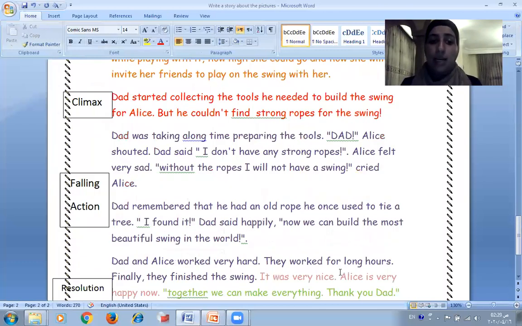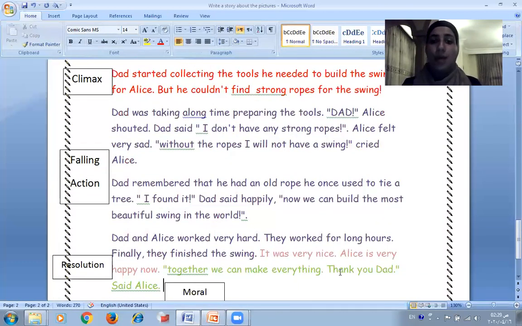Dad remembered that he had an old rope he once used to tie a tree. I found it, Dad said happily. And look at the adverb here. It describes the verb said. I included it because you need to imagine that the dad is very happy, like I found it. So happily is an adverb. Now we can build the most beautiful swing in the world. See the adjectives, they add to your story.